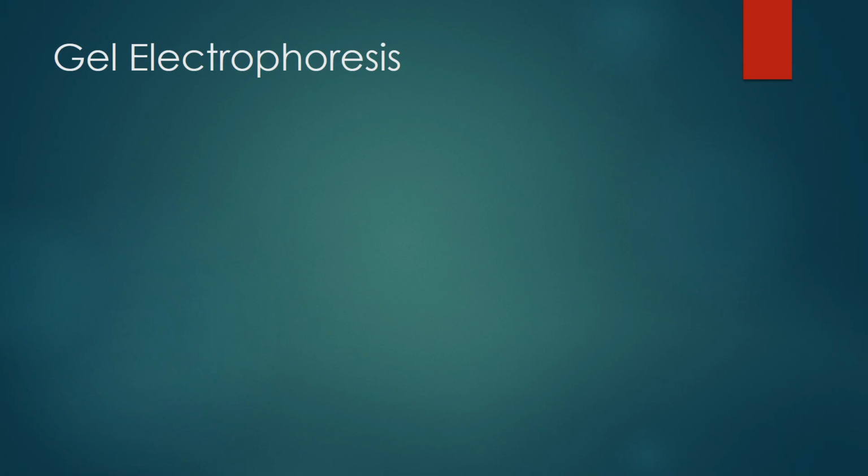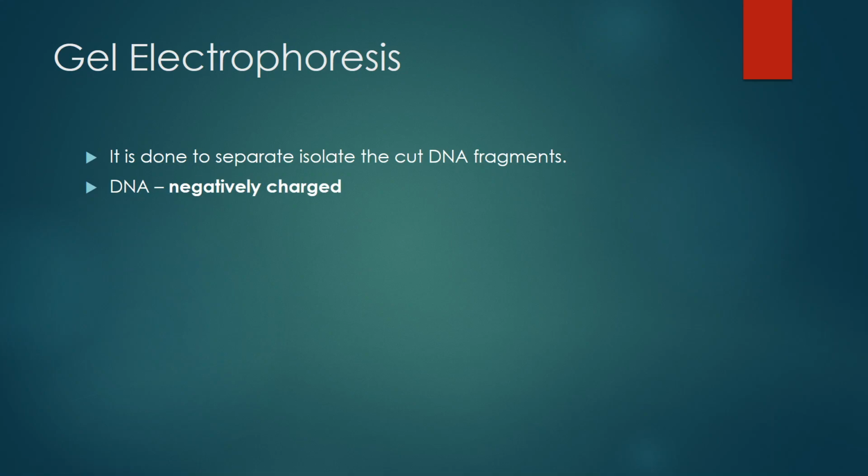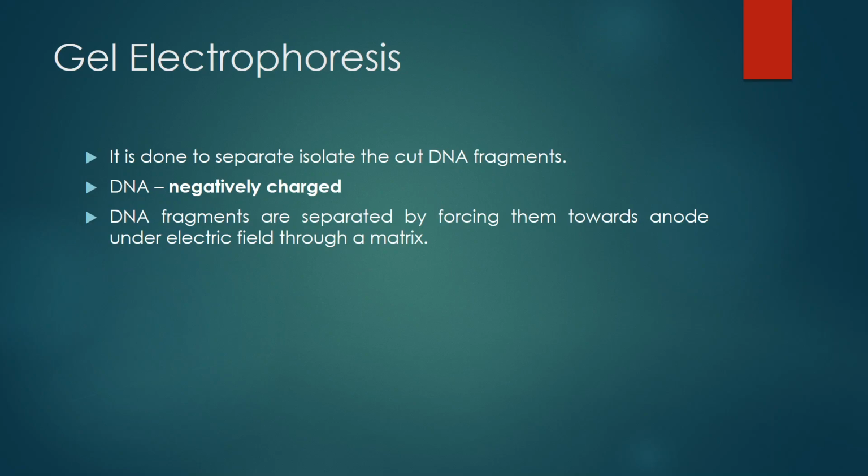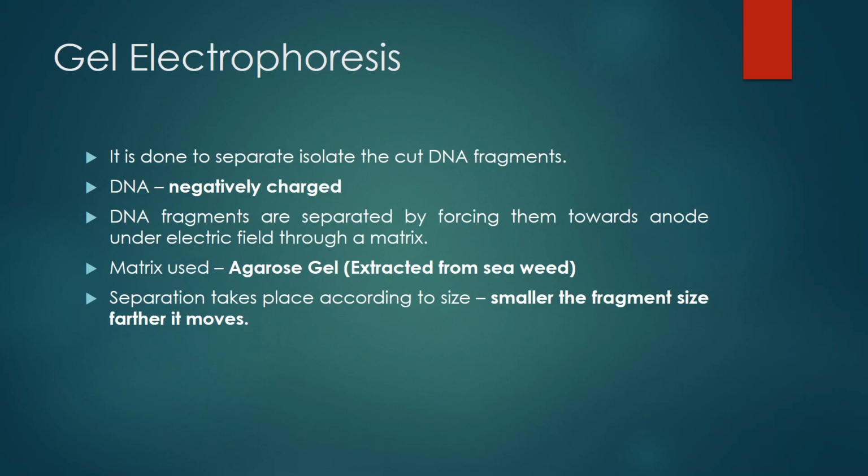Now, the cut parts formed by the action of restriction endonucleases need to be separated and isolated in order to make them in a form that they can be utilized. The separation and isolation of the cut parts of DNA is done by the process called gel electrophoresis. As we know that DNA is a negatively charged particle, in the process of electrophoresis, DNA fragments are separated by forcing them to move towards the anode under an electric field through a matrix. The matrix used for the gel electrophoresis is agarose gel. This is extracted from seaweeds. The separation takes place according to the size, that is, smaller the size of the fragment, farther is it moved.